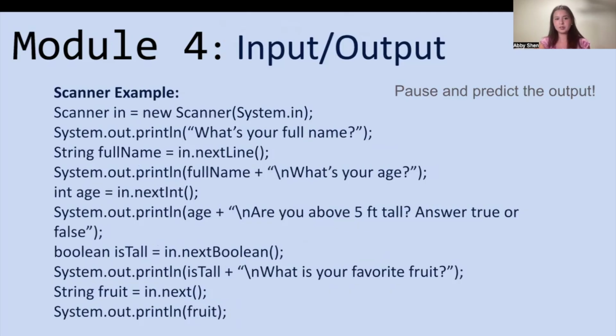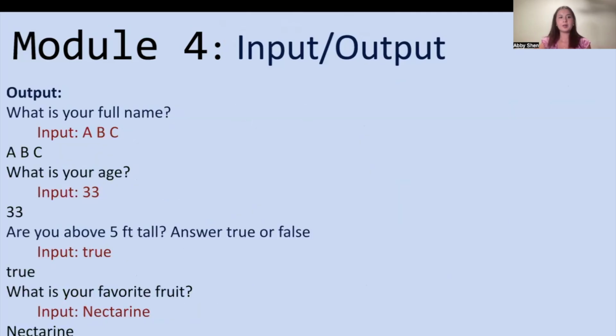So here's an example of code, and I'll give you a second to pause this video and predict the output, understand what each line is doing, and make sure we're familiar with these concepts. Okay, now I'm going to move on. So here's the answer, and you can see that Scanner will take in what the input is and then print it out. So it's taking in exactly the user input and printing it back out.